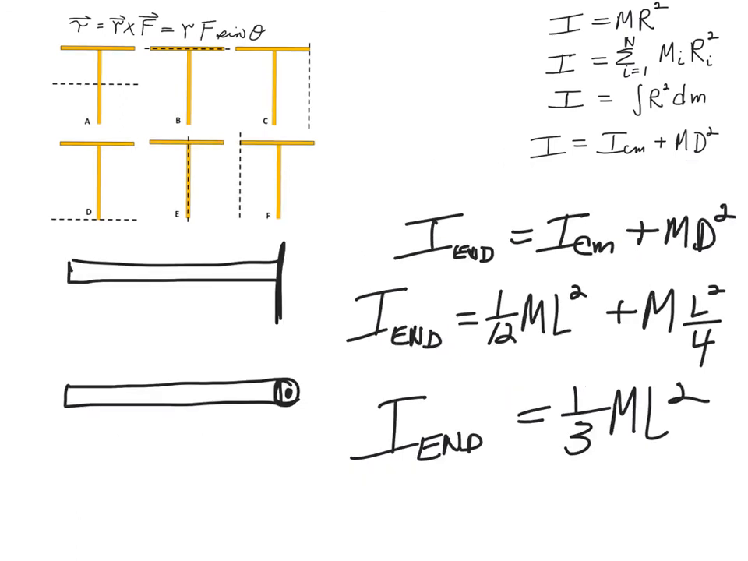Okay, let me just run that by you. That got kind of messy. So what are we doing? We're finding the inertia of a rod when the axis is about the end of the rod.